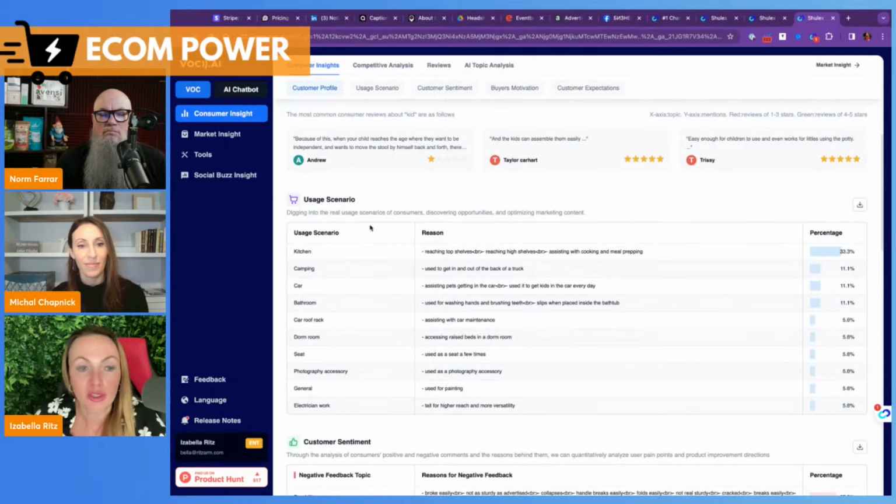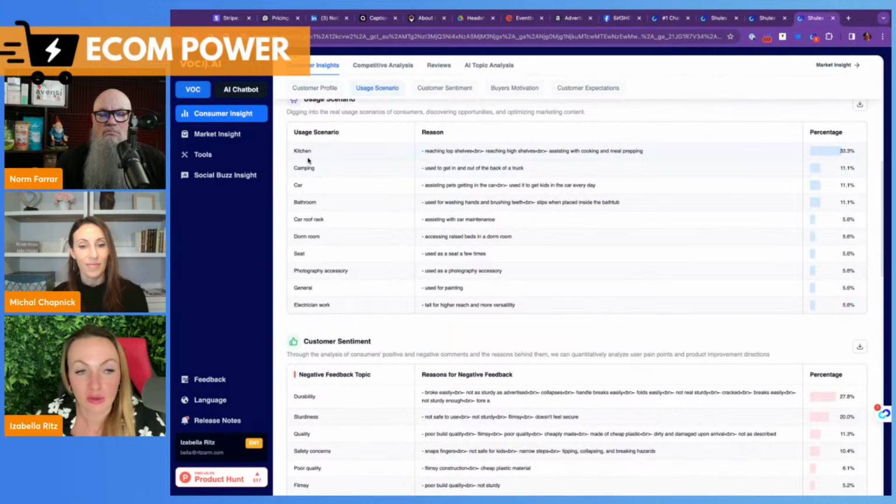And now when we're looking at usage scenario, again, we are confirming that 33% of our audience are using it in the kitchen, but we also have 11% of people using this product for camping. Some of them are using this product in the car.